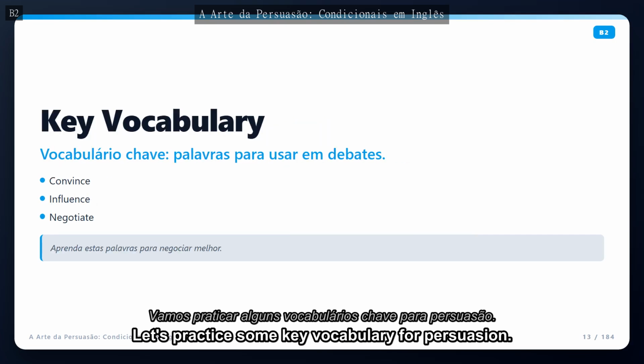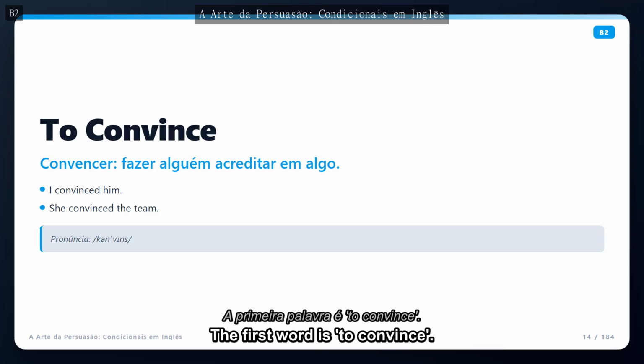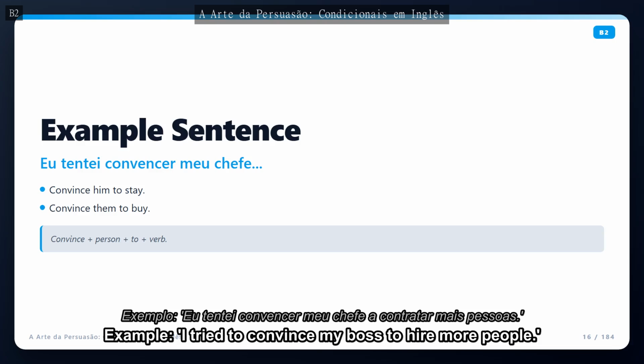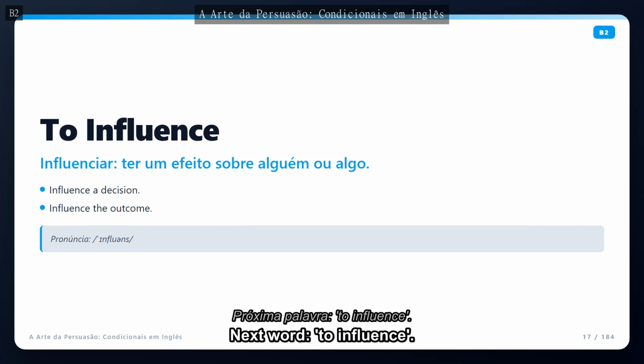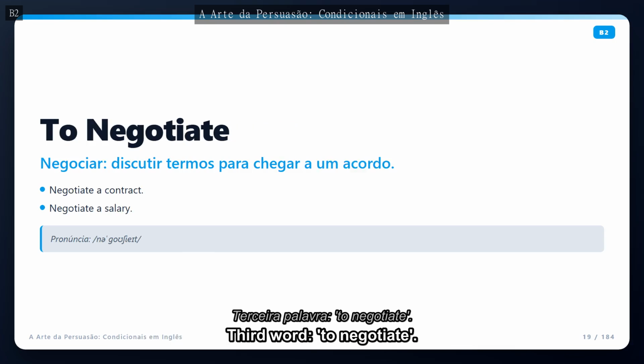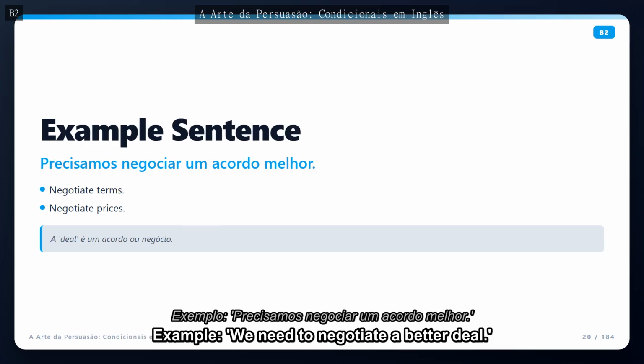Let's practice some key vocabulary for persuasion. The first word is to convince. Can you use it in a sentence? Example, I tried to convince my boss to hire more people. Next word, to influence. Example, social media can influence our buying habits. Third word, to negotiate. Example, we need to negotiate a better deal.